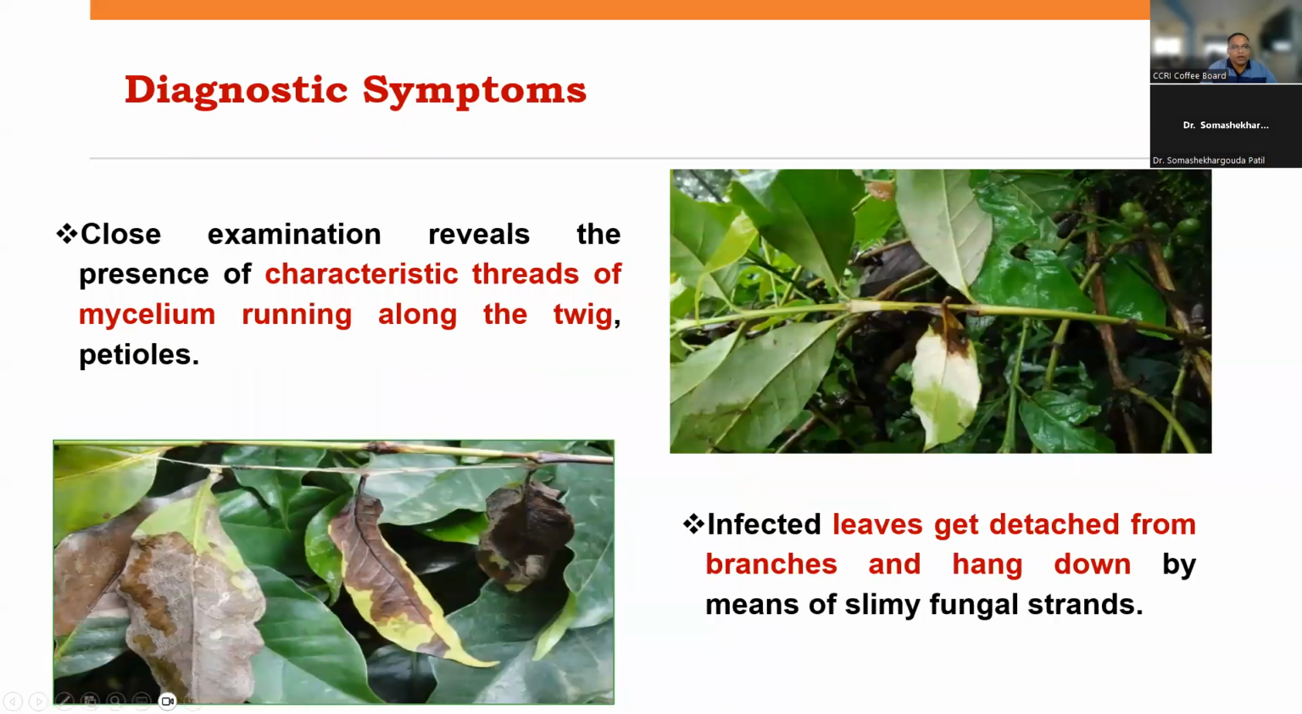Next, if we observe very closely, especially the under surface of the leaves, we will see a white powdery patch, or a powdery film of white growth, on the lower surface of the leaves as well as on the twigs. Here we will see the characteristic threads of the mycelium of the fungus running all along the twigs. From wherever the infection starts, towards the tip, the growth of the fungus is to be seen.